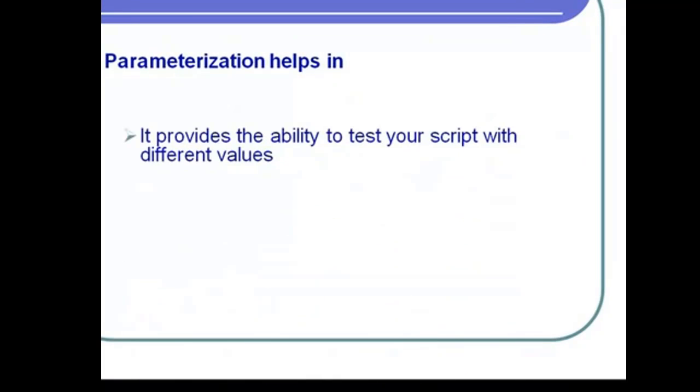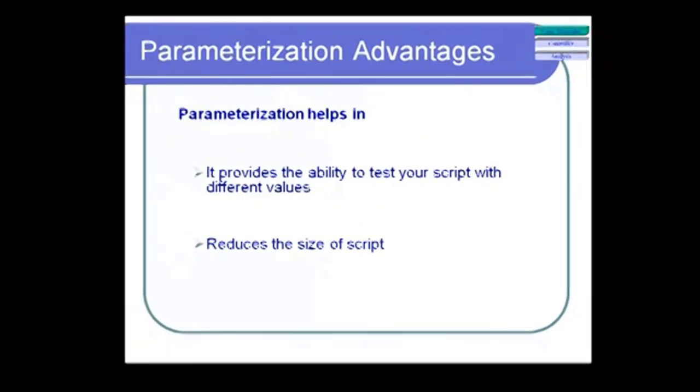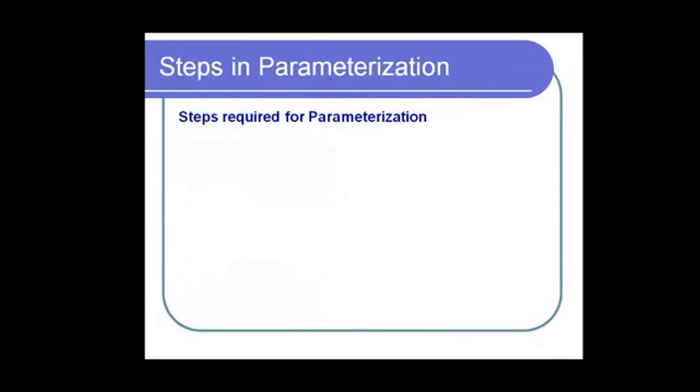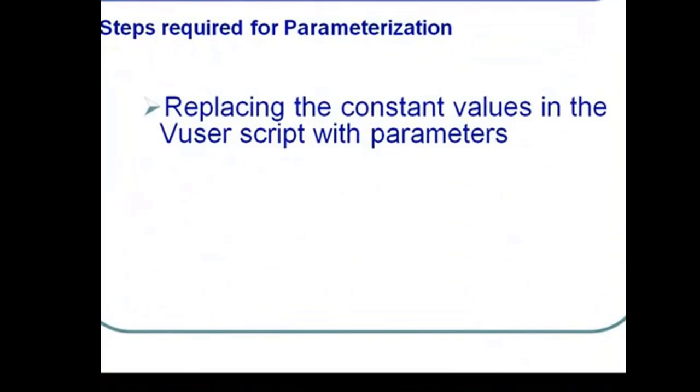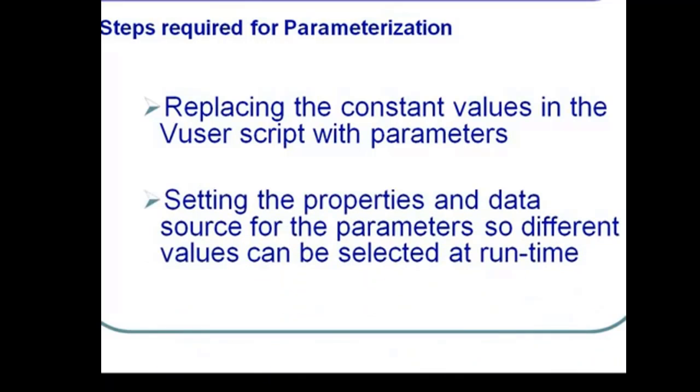So let's look at the advantages here. Parameterization provides the ability to test your script with different values. And second thing, it reduces the size of the script since it makes your script dynamic. Now let's look at the steps that need to be performed in order to parameterize. Step number 1, replace the constant values in the Vuser script with parameters. Step number 2, set the properties and data sources for the parameters so different values can be selected at runtime.